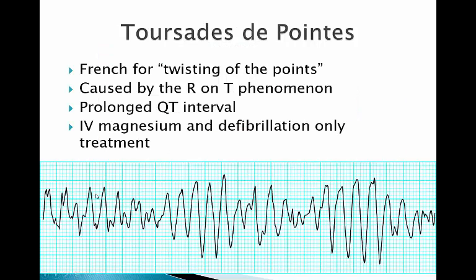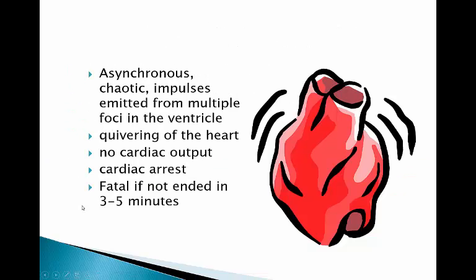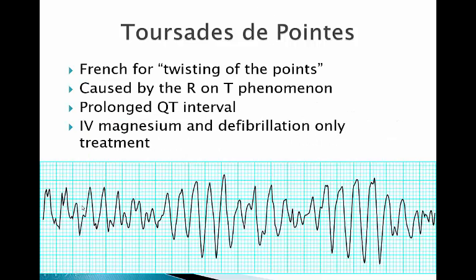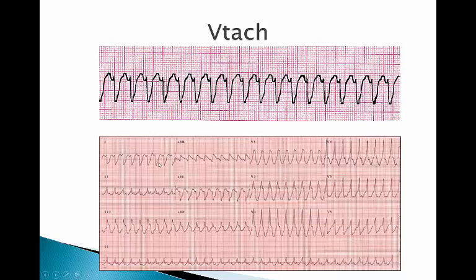Something akin to VTAC, in the middle of VTAC and VFib, is something called torsades de pointes. Torsades de pointes just means twisting of the points. Basically, torsades can happen when you have a beat that's like a normal beat, P, QRS, T wave. If a beat comes in early and it hits on the T wave, it can throw you into torsades.